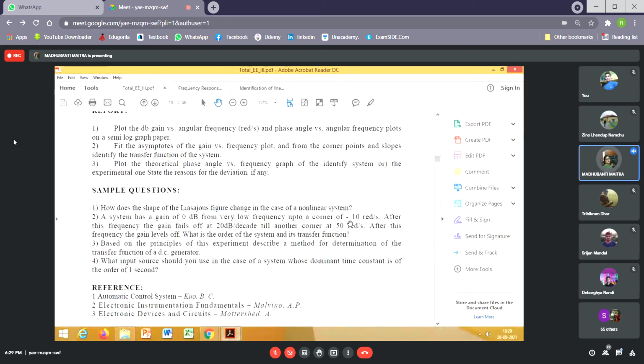Up to a corner of 10 radian per second. This one is also 10 radian per second. And this one is 50 radian per second. Right? These are the references.